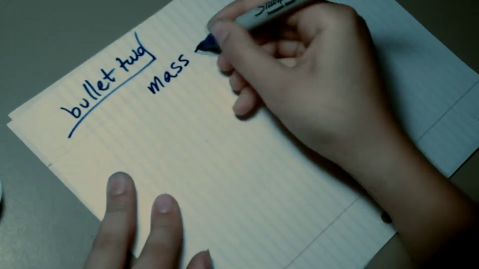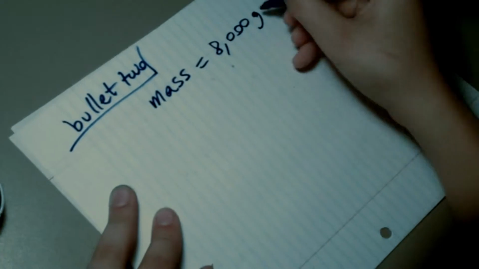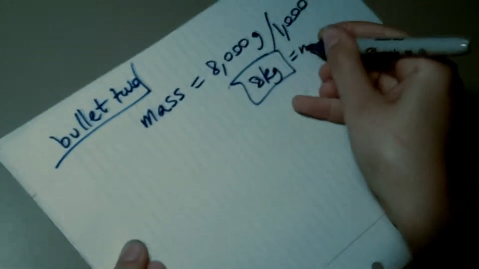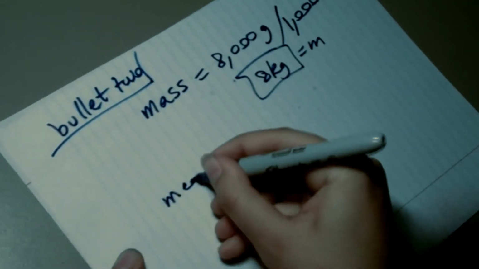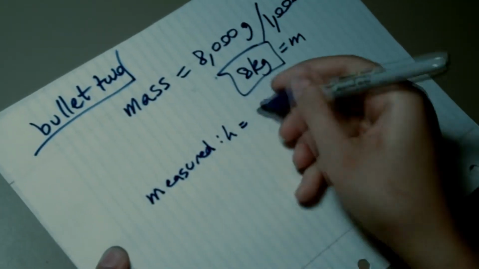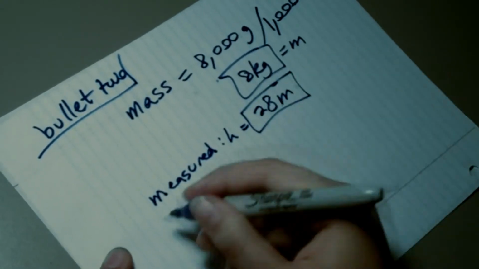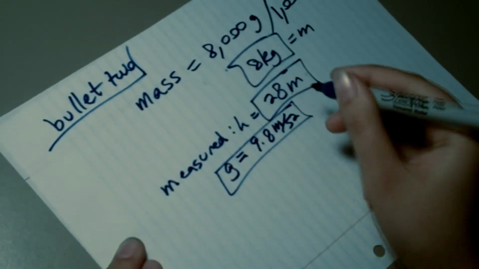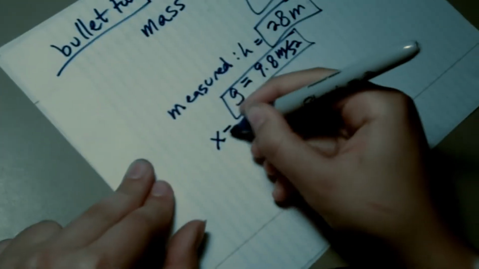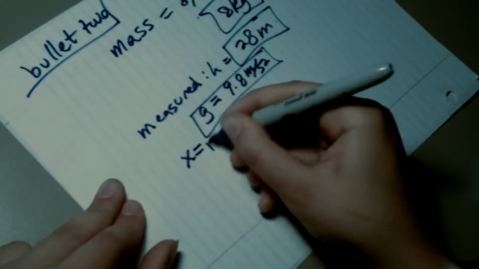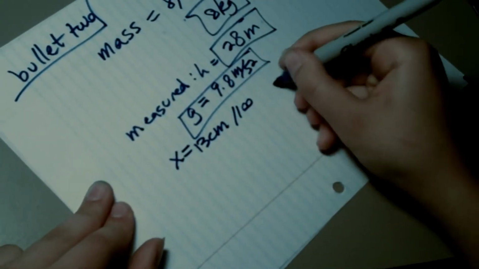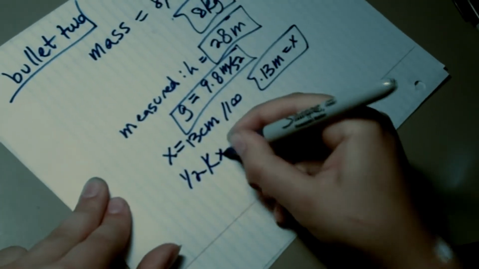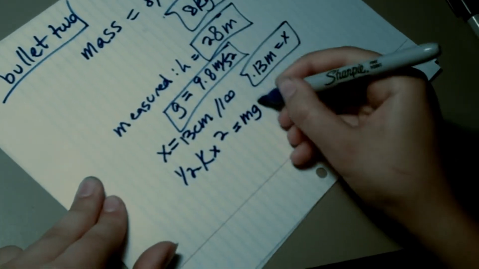In this case, Kina measured a mass of 8,000 grams. Convert this into kilograms, and this is just 8 kilograms. We also measured the distance, or the height in this case, and that was just 28 meters. Gravity is always constant, 9.8 meters per second squared. Again, we use the same measured X value, or spring constant, 13 centimeters. Convert into meters, 0.13 meters. We plug into the exact same equation and derive this alternate kinetic energy.